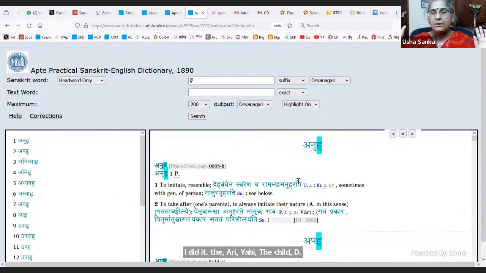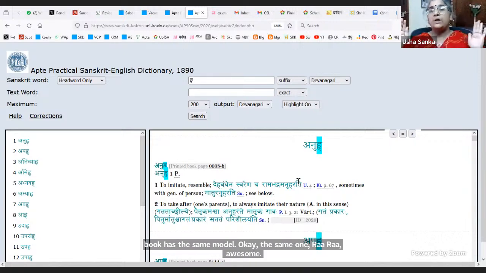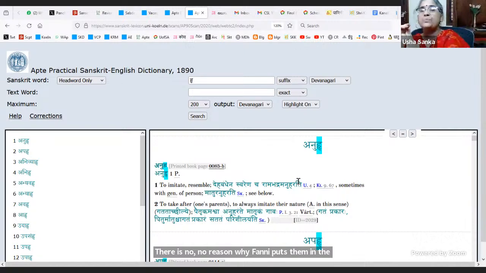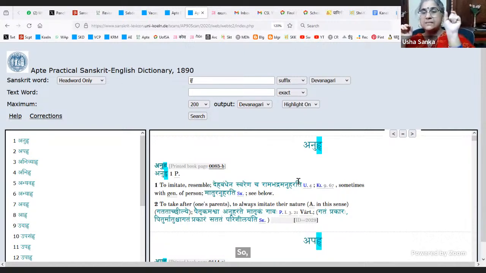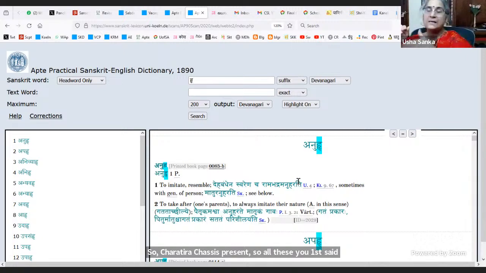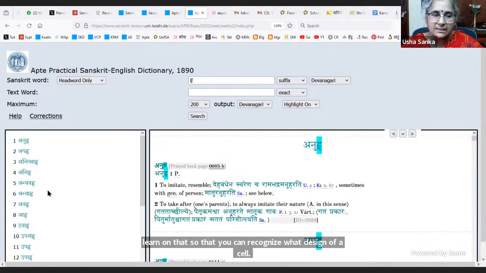There is no reason why Panini puts them in that order, but it is Paninian order. So Charudeva Shastri presents all his upasargas in his five-volume book, first this one, second this one, third this one. He decides the order by that book, the Paniniya Sutra. So you should learn all that so that you can recognize what is an upasarga. Only these 22 are the upasargas we are concerned with.